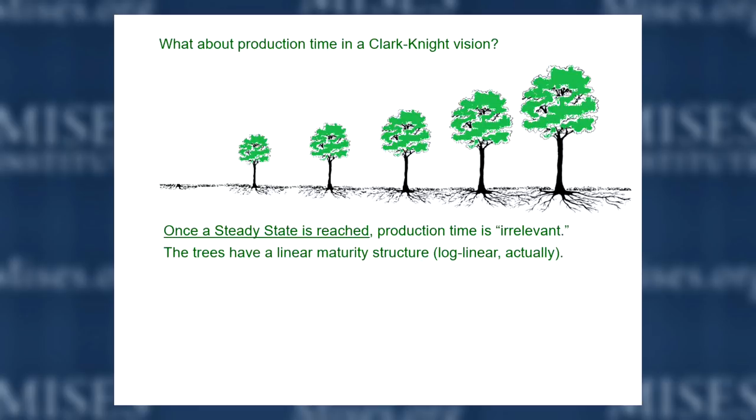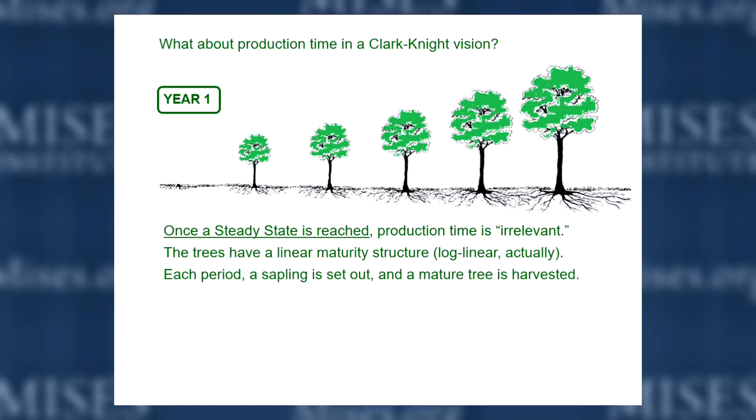So trees have a linear maturity structure, actually log linear. You can see the curve a little bit, okay? Each period of sampling is set out, and a mature tree is harvested. Well, okay. Look over on the left. We'll start now with year one. These already got set out, okay? And so there, we've got another one. And then look over at the right, and you can harvest that tree. And so you've got a new tree, and yet you've got left what you had to start with, right? Because it's a steady state. As long as you maintain the steady state, there's no time element involved at all, according to Knight and Friedman.